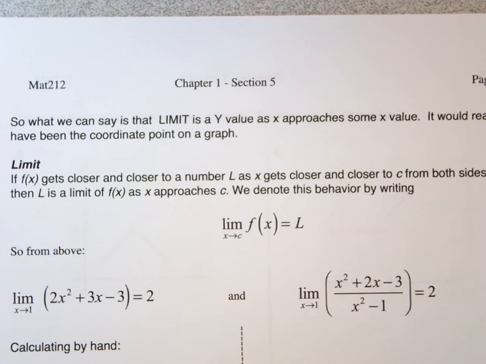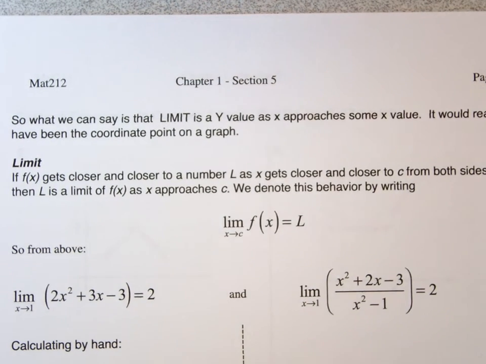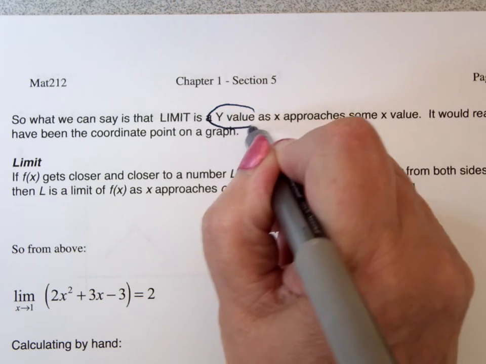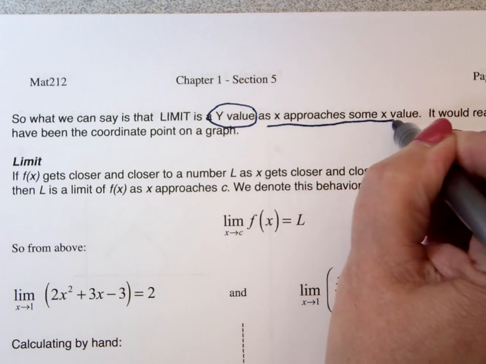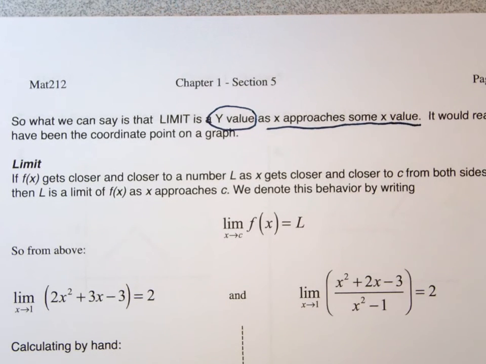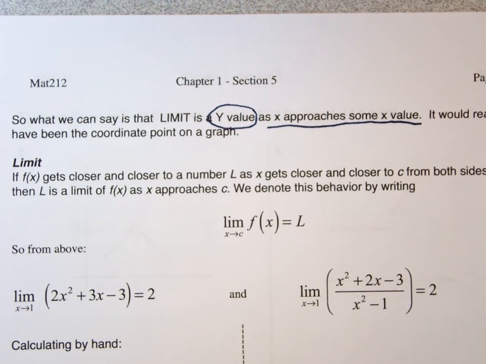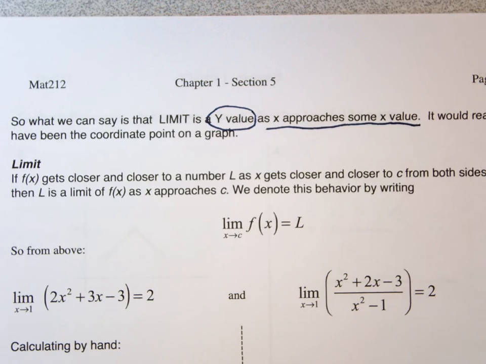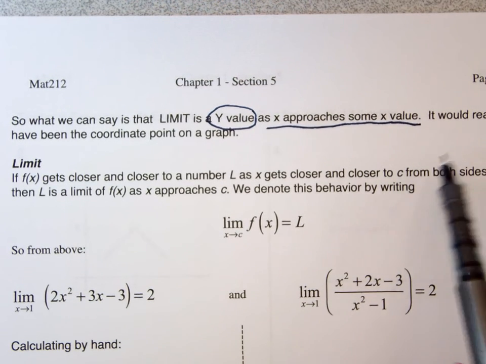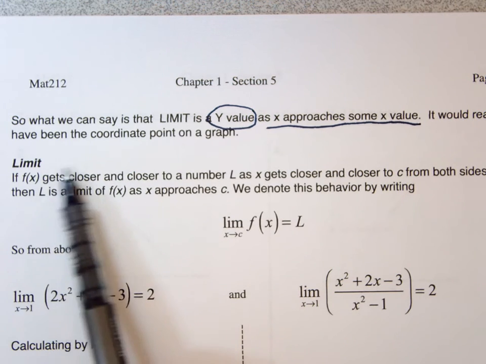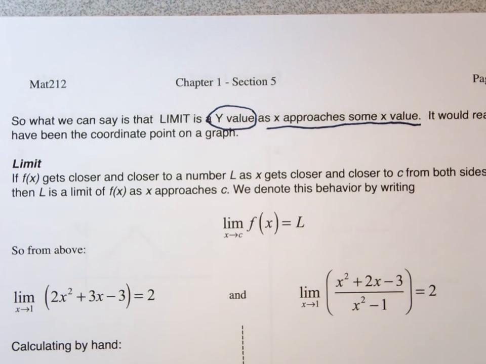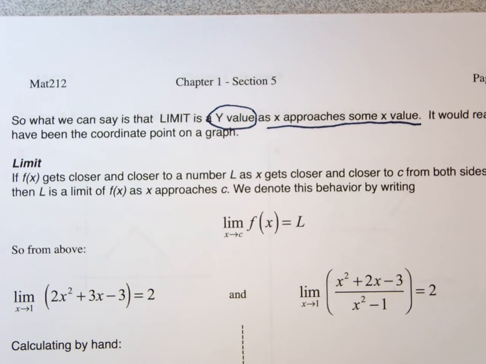What we can say is that the limit is a y value as x approaches some x value. It says, as you get close to x, what's y? It would really have been a coordinate point on the graph. But we're usually only interested in the y value, because we know what x is, that's the thing.